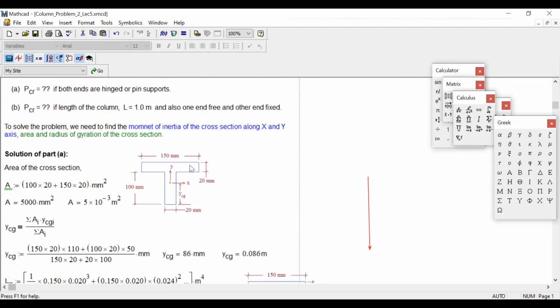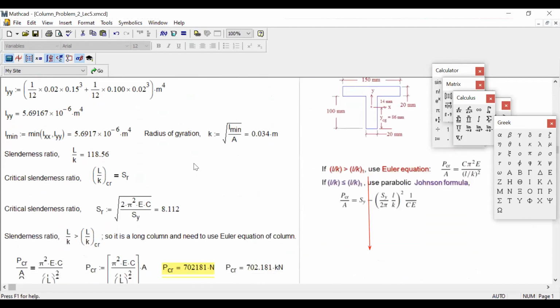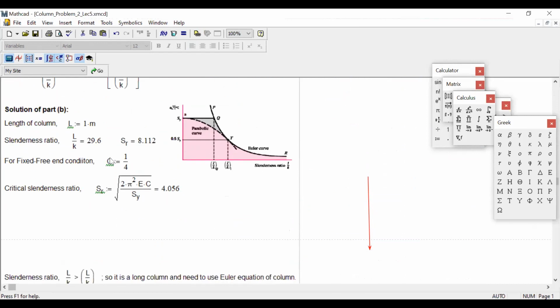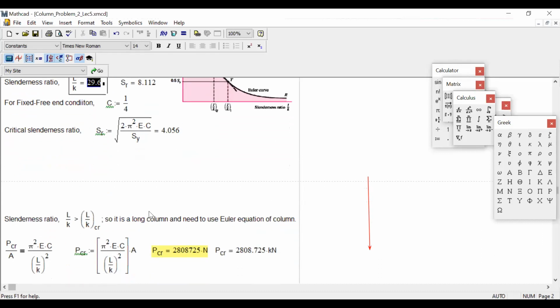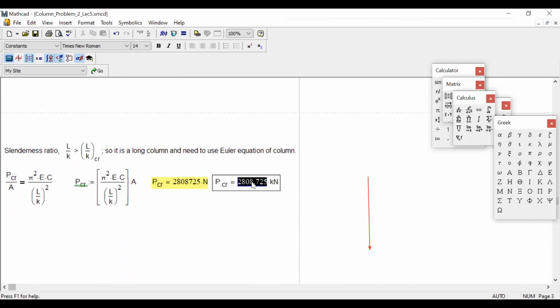But in part B, it's saying one end free, one end fixed. So that one is C equal to 1 by 4. So if you figure out slenderness ratio, you got 0.4. Critical slenderness ratio. That means right over here 0.4, and your ratio is 29. But still you are in the right side. That means you need to use Euler equation. So you put all the number in the Euler equation. Right now you got 2,000, about 3,000 kilonewton.